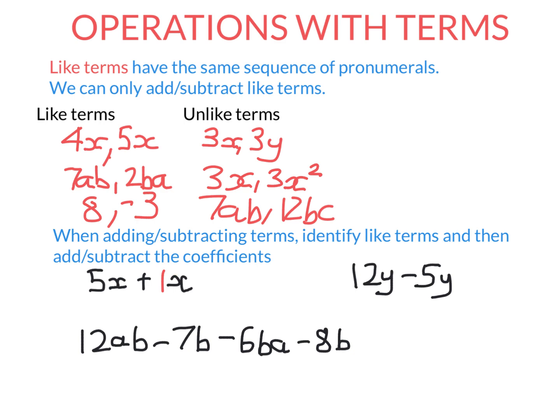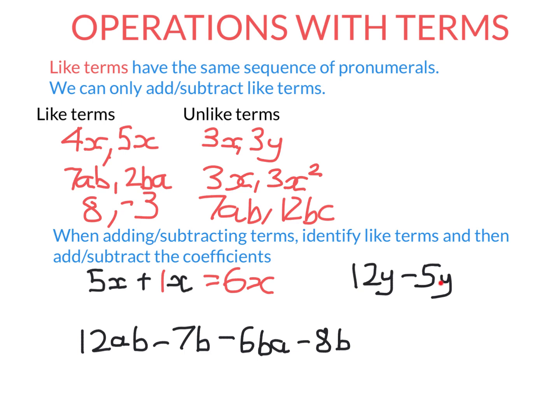So these two terms are clearly like terms because they both have x. They have the same sequence of pronumerals. So to add them together, we're just going to add the coefficients. So 5 plus 1 is 6. Coefficient means number in front of. We just added those together to get 6, and then we write the pronumerals, 6x, and then we're done.